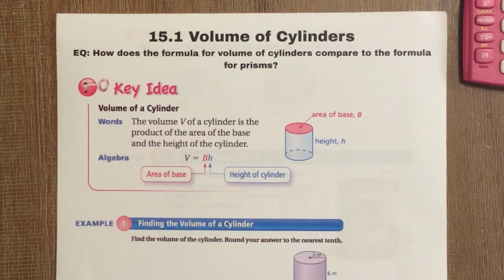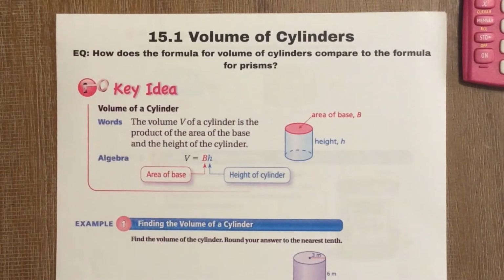Hey everyone, we are going to start chapter 15 today, which is an 8th grade chapter, but it's pretty much just an extension of the last chapter you did, chapter 9 on surface area and volume. We did a lot of circle work in that chapter as well as in chapter 8 dealing with area of circles. So this first section is volume of cylinders. And your question is, how does the formula for volume of cylinders compare to the formula for prisms?